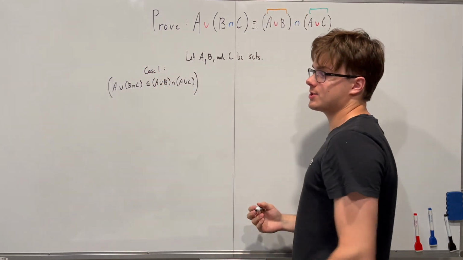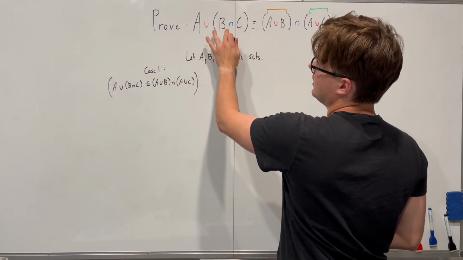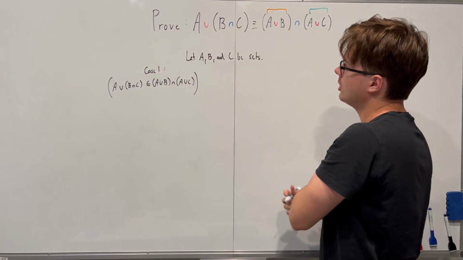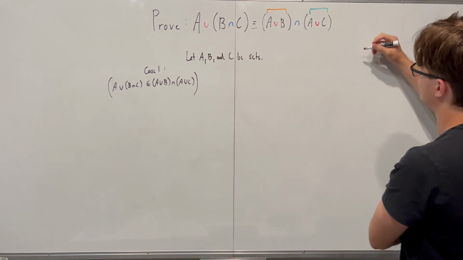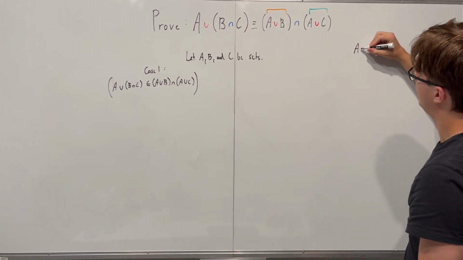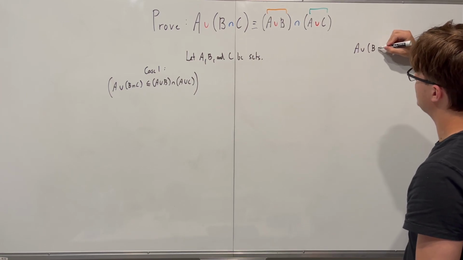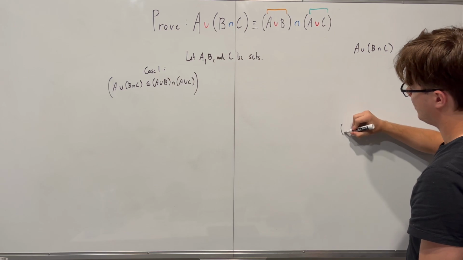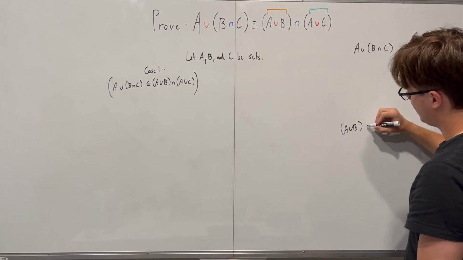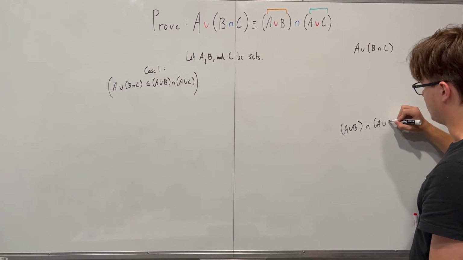Okay, so our first case is going to be to check that everything in here is going to be in here. So what does that mean? We're going to start by sketching our proof. How are we going to do this? Well, we want to get from A union B intersect C, and we want to get to A union B intersect with A union C.